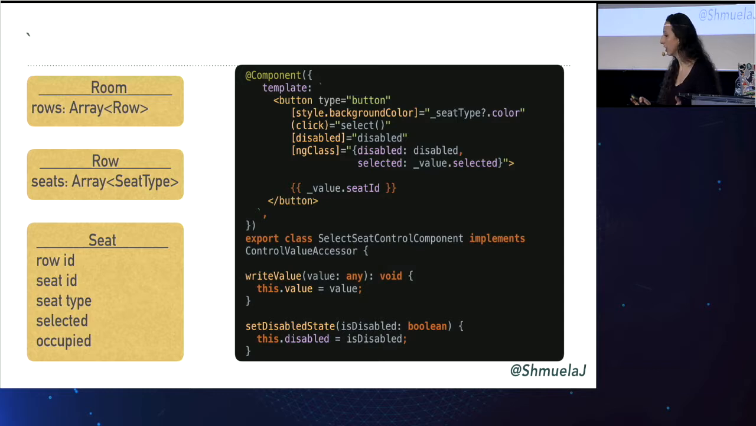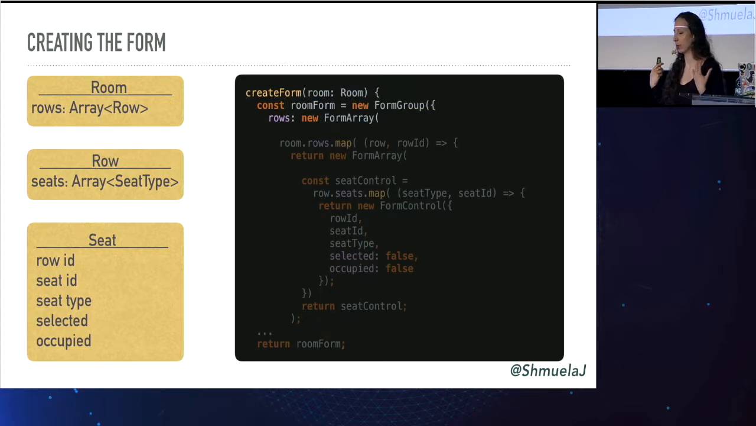It's just a button. It changes the color according to the seat type. It gets the disabled flag and changes the class, whether it's disabled and selected. Okay, so there's more here. Of course, you can see members like underscore value. These are private members that can be used when we use the setters and getters of the class.